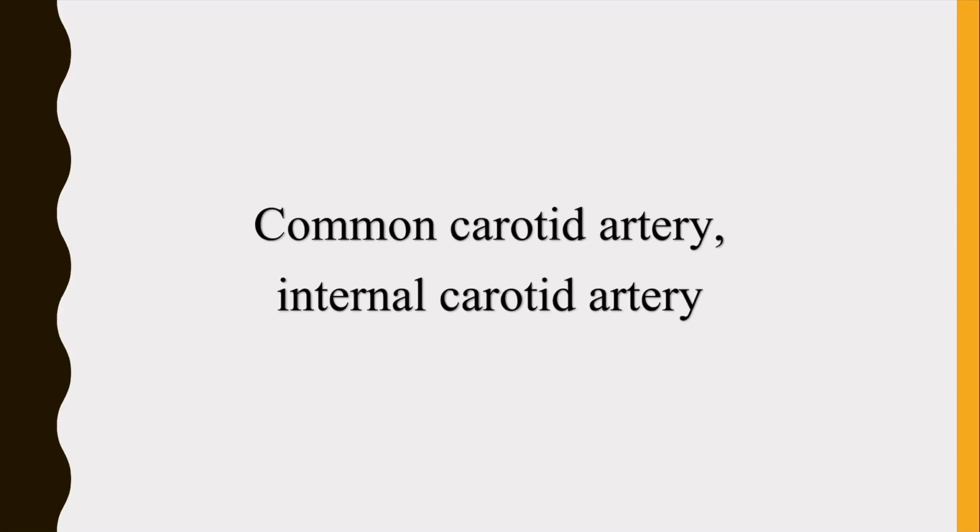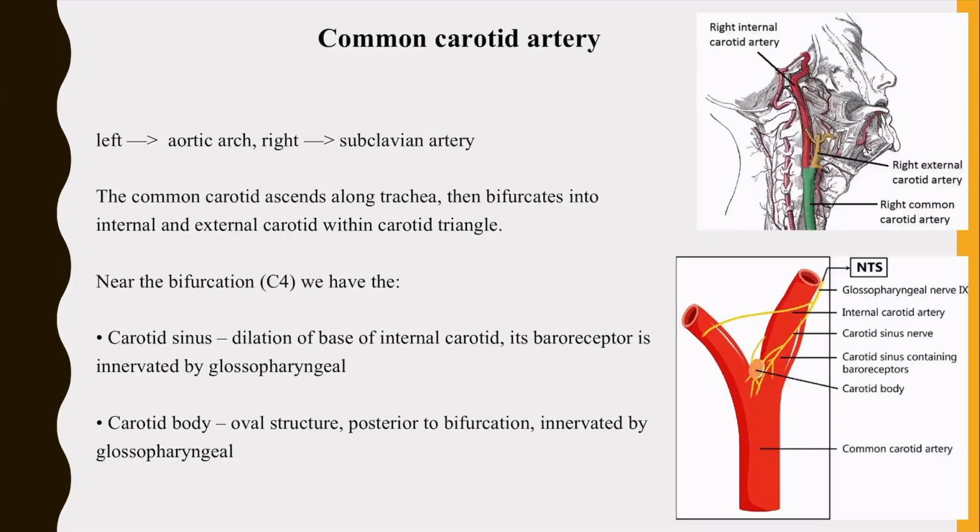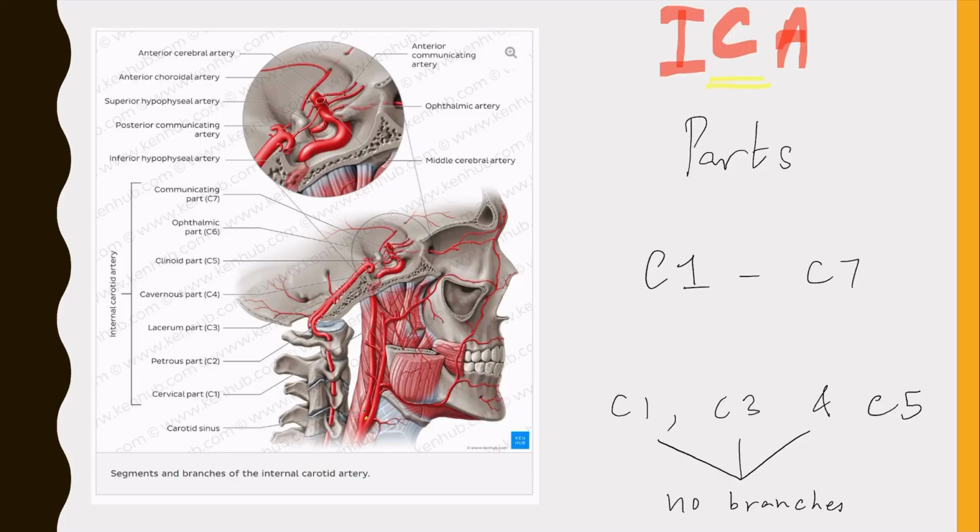Hi there, let's talk about the common carotid artery as well as the internal carotid artery. So, firstly, the common carotid artery. The left one arises directly from the aortic arch, and the right one from the subclavian artery. It will ascend along the trachea and then bifurcate within the carotid triangle into the internal and the external. We'll also talk about the internal carotid artery in this presentation.